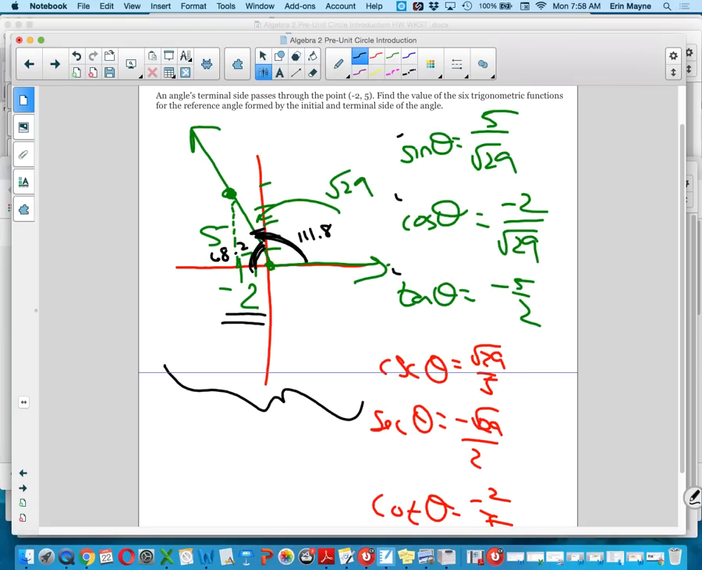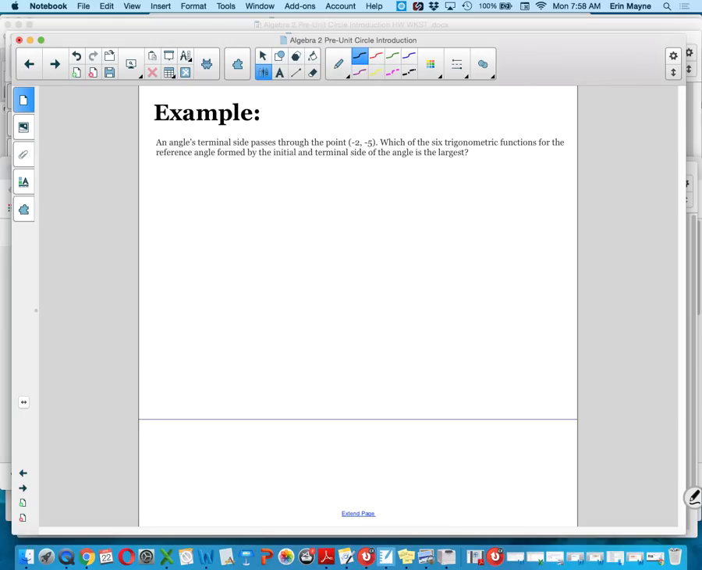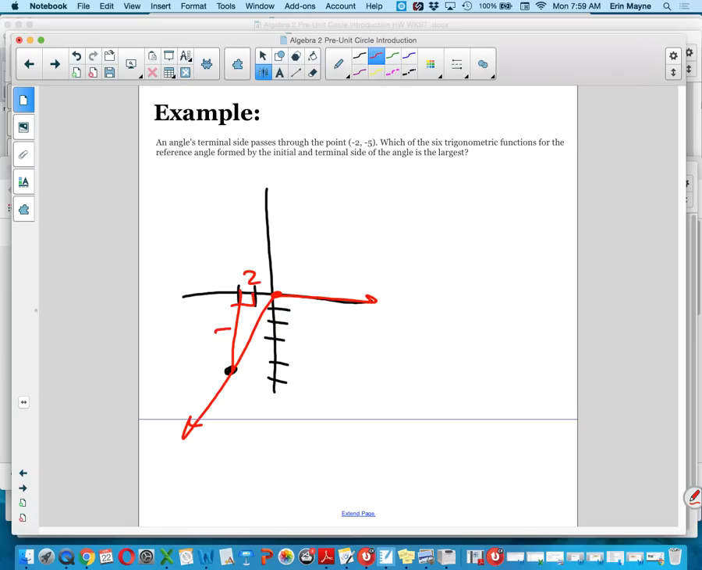So for the last example, we're going to look at quadrant 3. We're going to draw point -2, -5. Notice these are the same numbers. That is totally purposeful. We've got an initial side. We've got a terminal side. And what am I going to do? I'm going to find that reference angle. How? I'm going to draw the altitude of the triangle from this point to the closest x-axis. I'm going to draw that right angle. This is the size of 2. This is the size of 5.